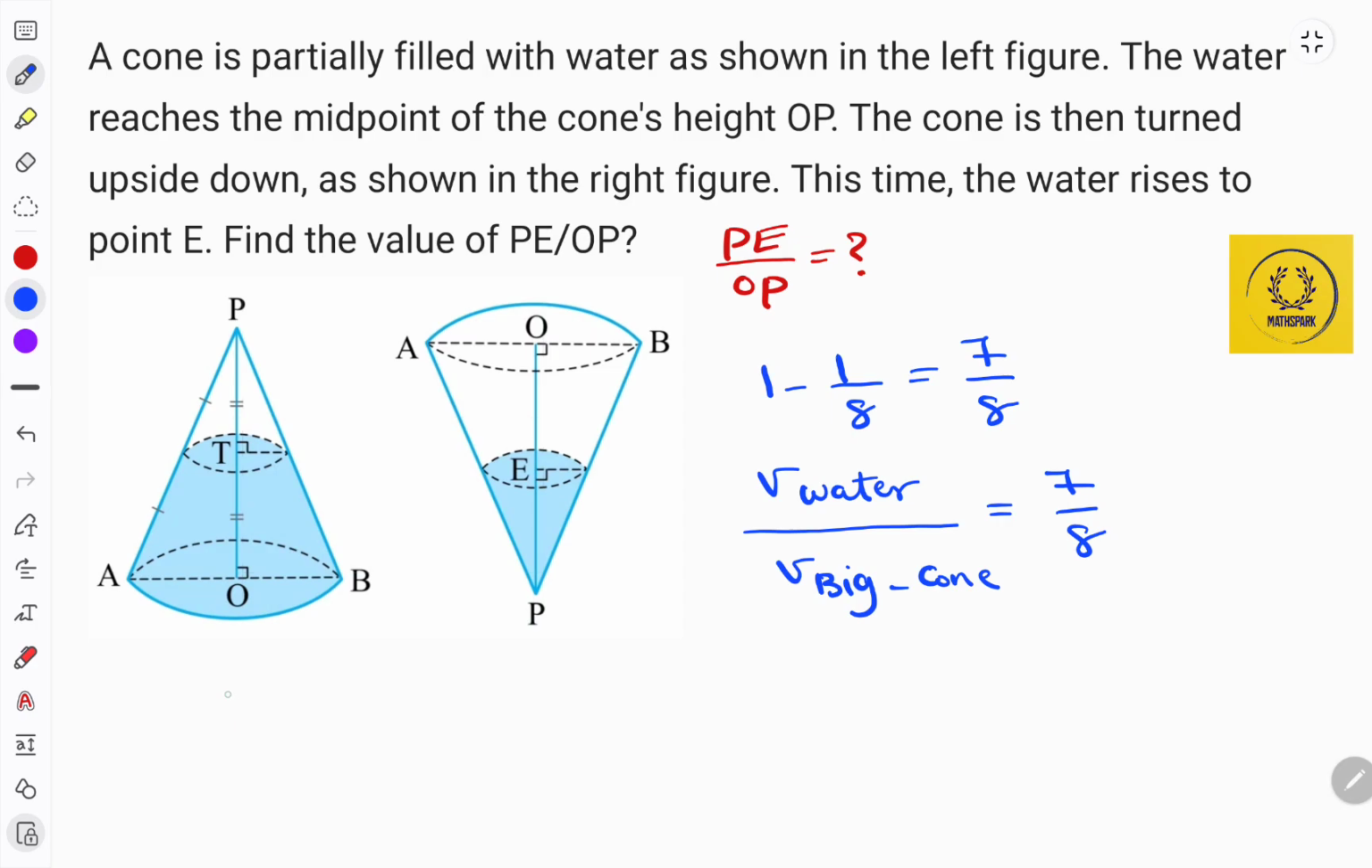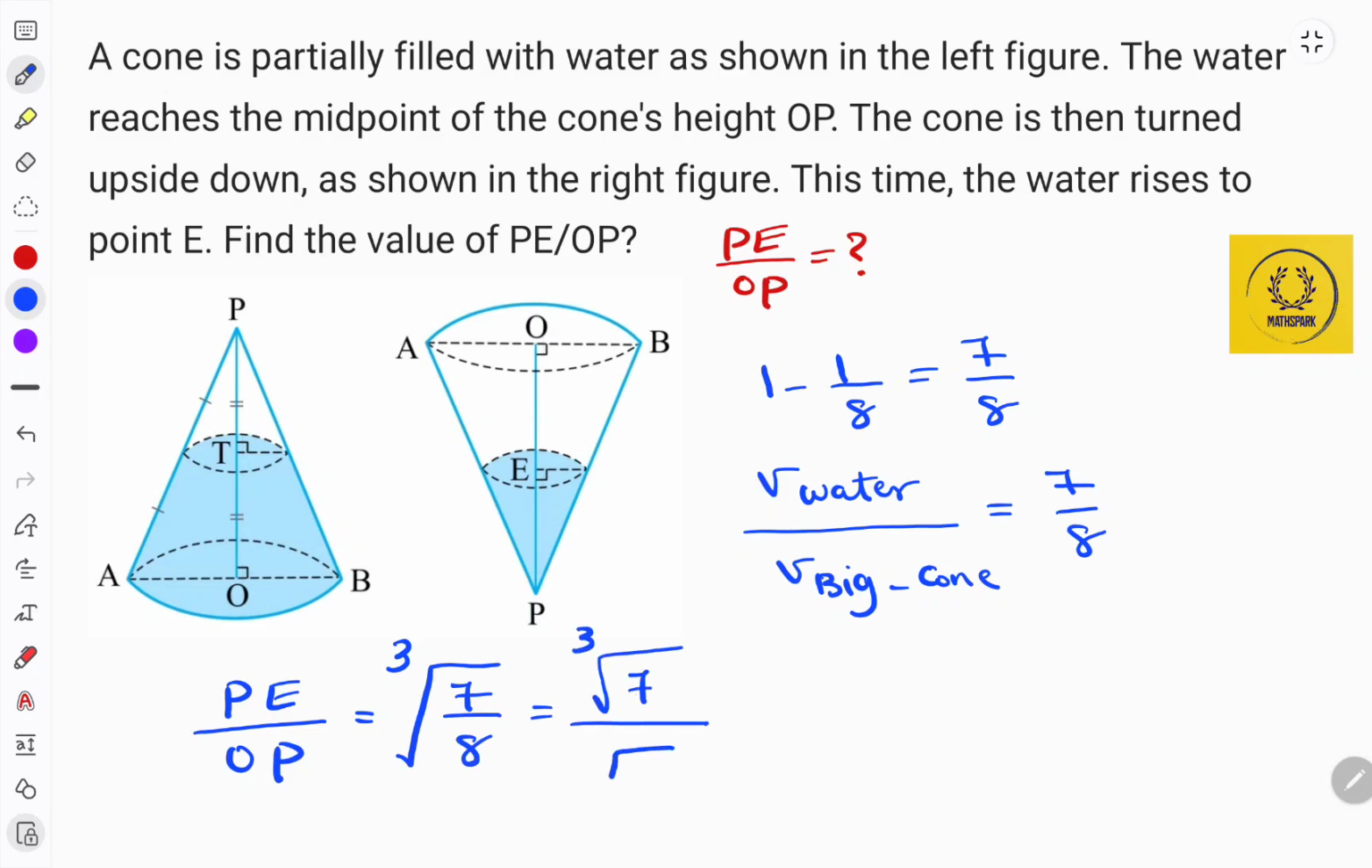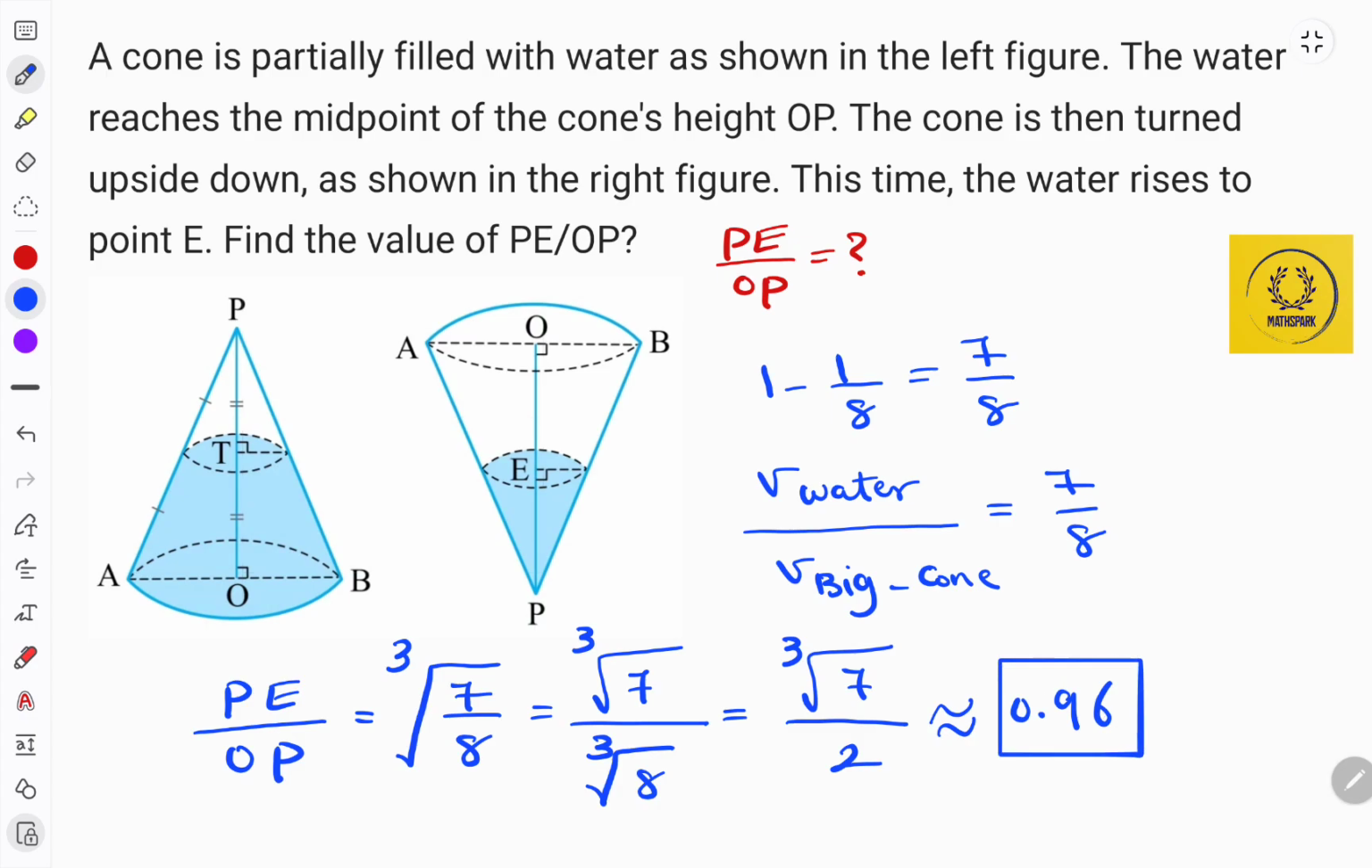In fact, we should reverse the process. So, for finding the ratio of their corresponding heights, we should find the cube root of their volumes. Cube root of 7 over cube root of 8. Cube root of 7 over 2. This is our final answer, but you can use your calculator to find approximately 0.96.